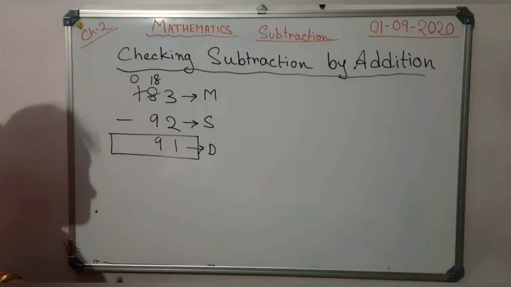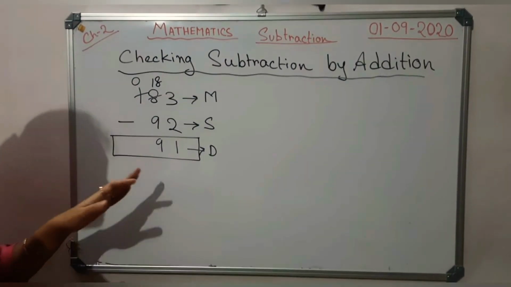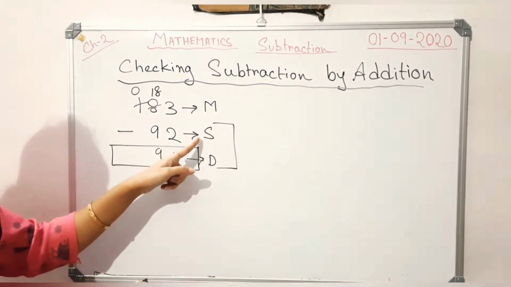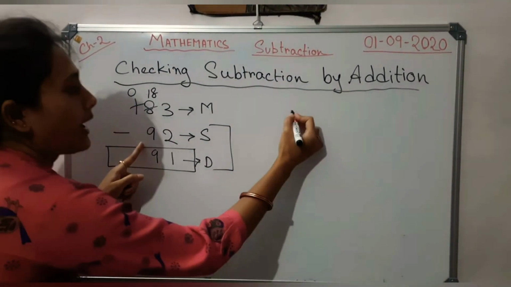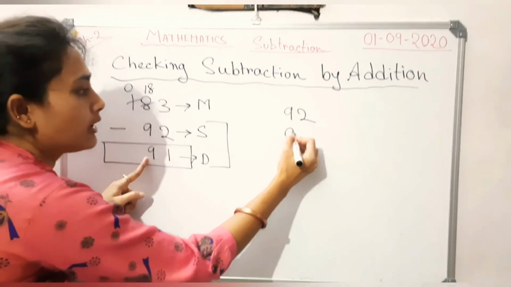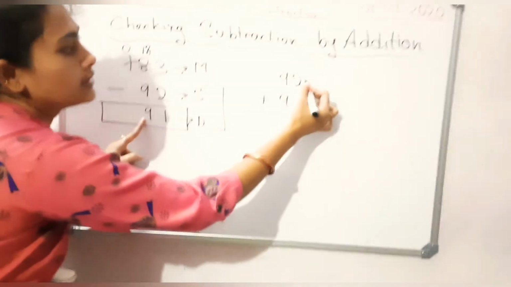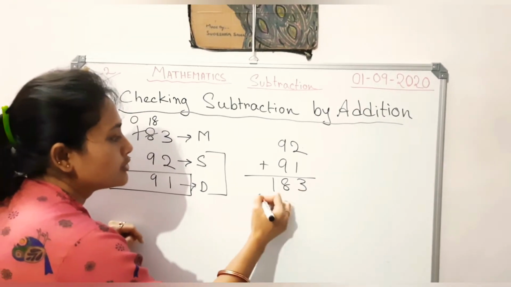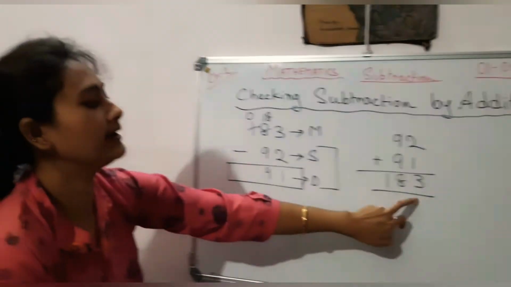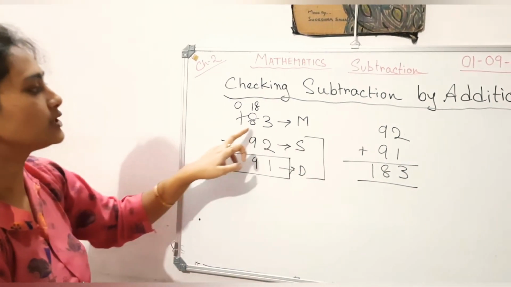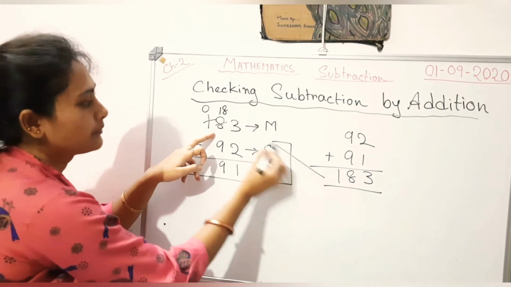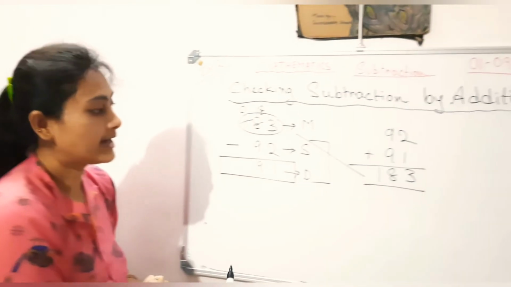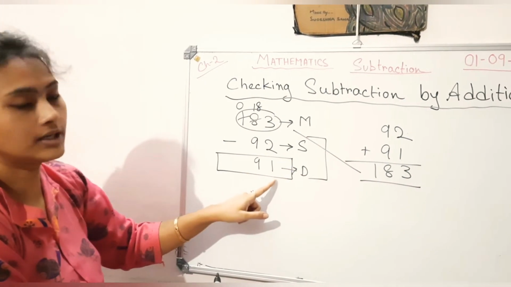I don't know if my answer is correct or not. Now I have to check my answer of subtraction by doing addition. Then what will I do? I have to add this subtrahend and difference. 92 plus 91. Now you check. 2 plus 1, 3 and 9 plus 9, 18. So I got over here 183. So see students, it was only given in your question, 183. So you can assume that your answer is correct. 91 is your correct answer.